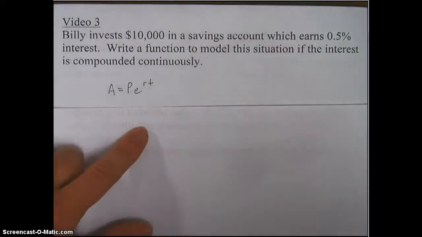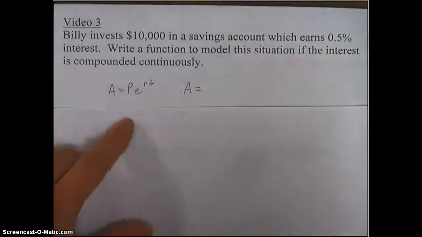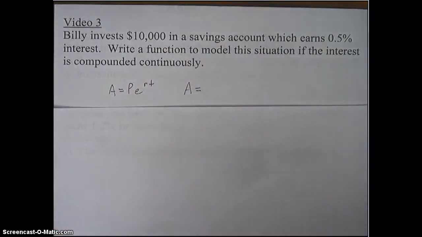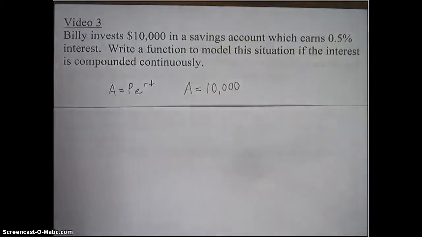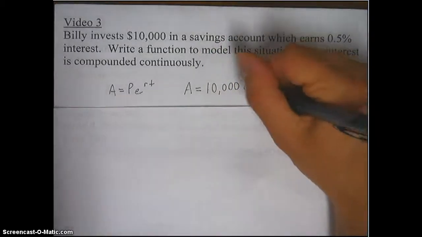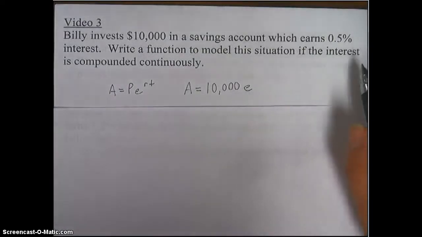Now, the A is the beginning of the formula. There's always going to be an A in there, and that's the final amount. The P is the initial amount, 10,000. The e is your constant. That's going to always be in the formula there. The r is that 0.5 divided by 100.